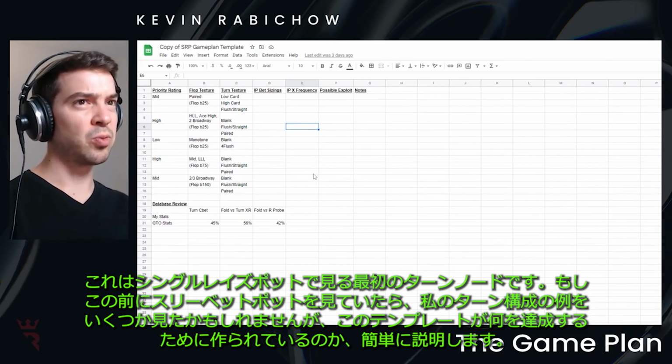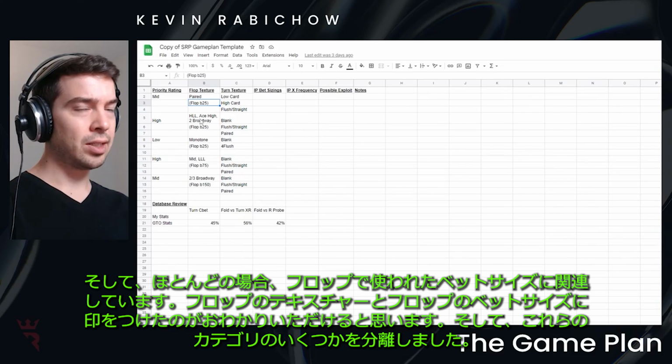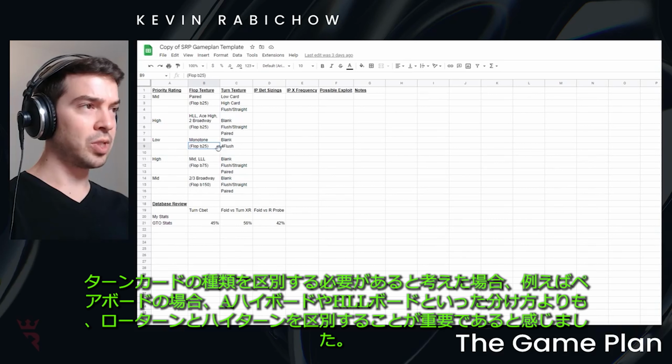So the way that I am approaching turn game planning is to simplify the categories that I created on the flop so that I can look at how turn cards change the texture in a more general way. And mostly it's associated with the bet size that was used on the flop. So you can see that I've marked both flop texture and also flop bet size. And I've separated some of those categories if I thought it was necessary to distinguish the types of turn cards that they're going to be getting.